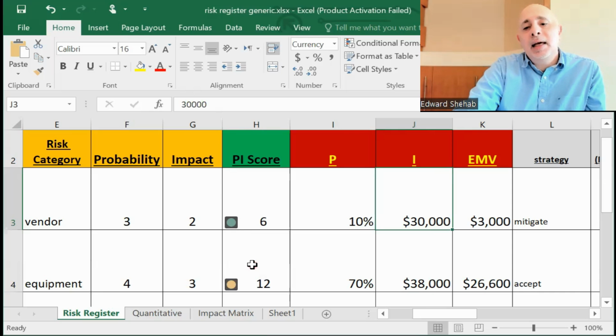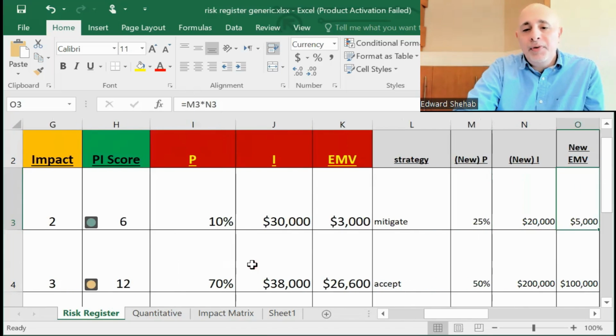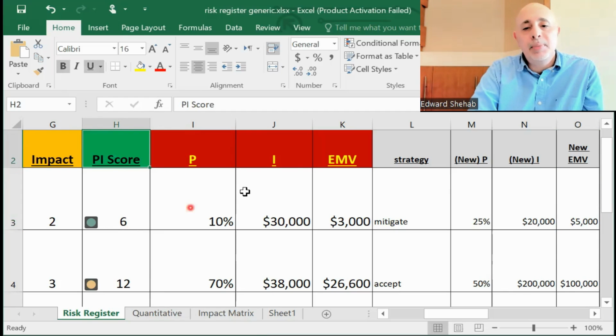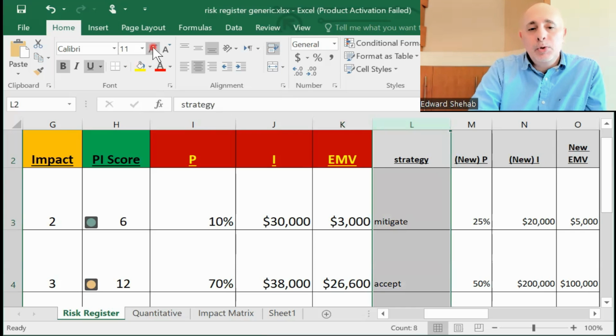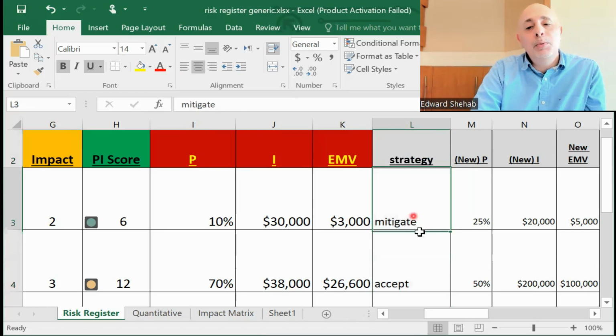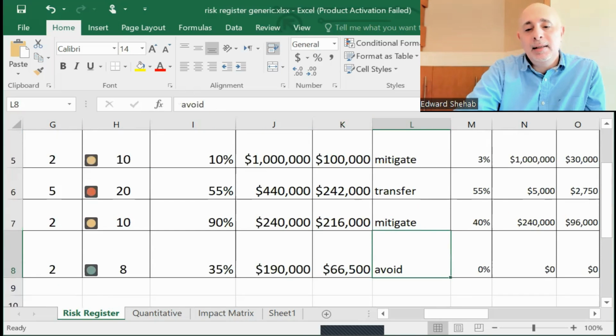All right. So let's say you did the quantitative analysis. That's fine. And you feel you need to mitigate. Now you need to figure the strategy, whether you're mitigating from the PI score, probability impact score, or you're mitigating from the expected monetary value. This you can sort also from highest to lowest. So you want to mitigate, right? There are 4 options when you want to mitigate. If you look at the strategy here, let me zoom in.